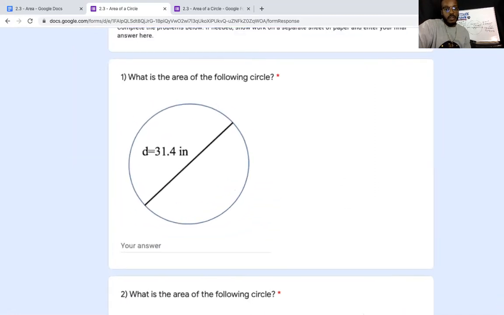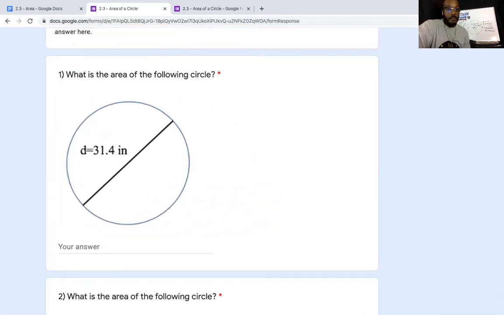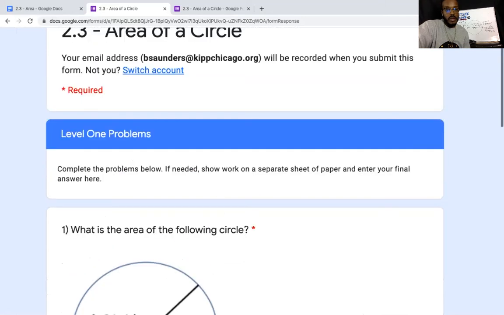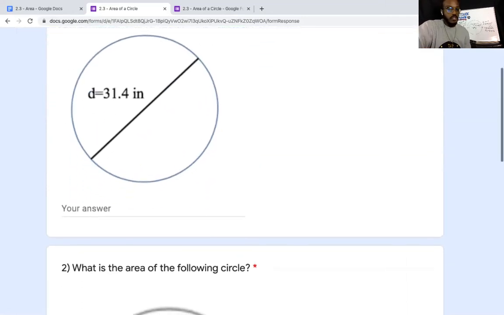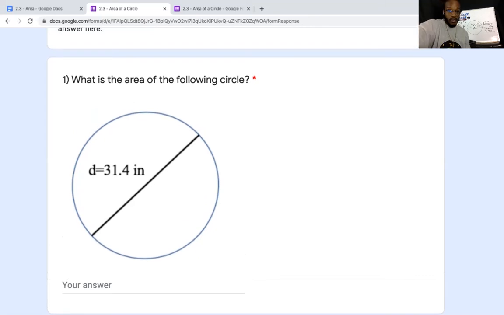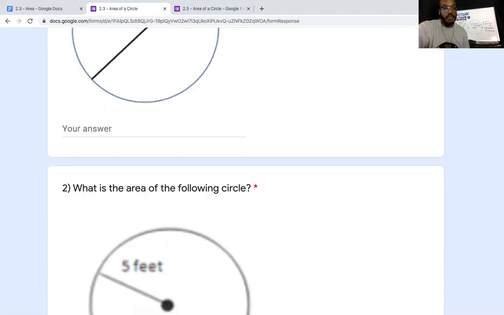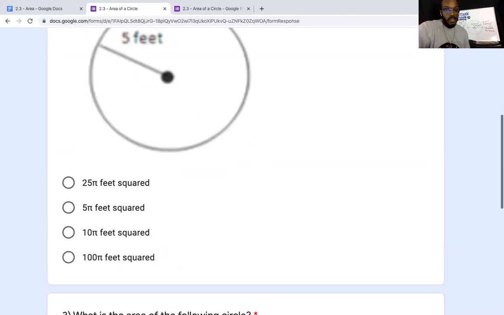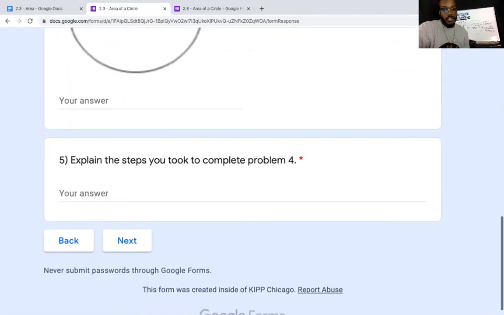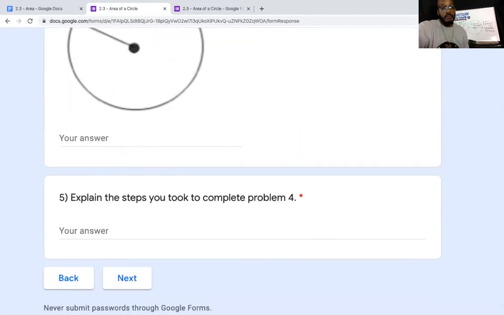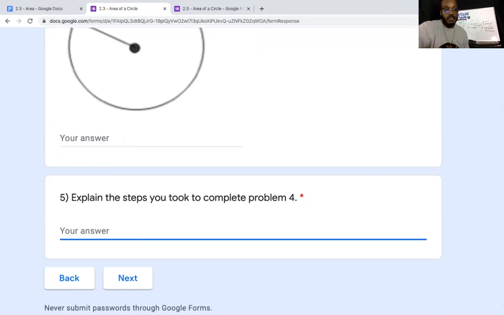Now, this is on to your level 1 problems, in which I may or may not show you the answers to. But when I review your answers, I'll be able to go back and give you guys feedback to make sure that you're doing things right. The one thing I'm noticing for this first question is that it gives you diameter and not radius. So you know that you have to divide 31.4 by 2 to find the radius and then plug it into your equation. This one gives you a radius. This one gives you the diameter. So again, pay attention and make sure that you're plugging it in, and then make sure that you're using full sentences to explain those steps.